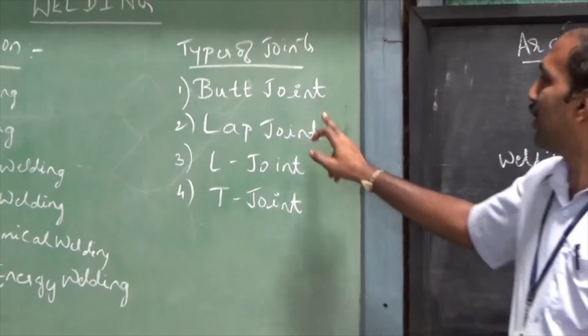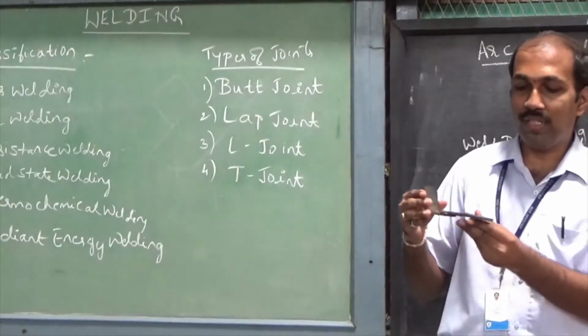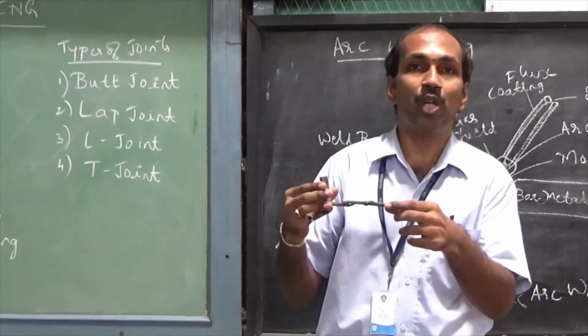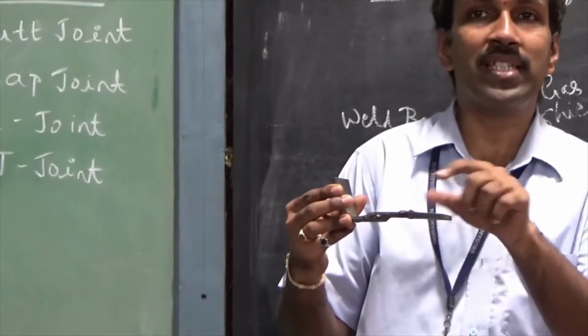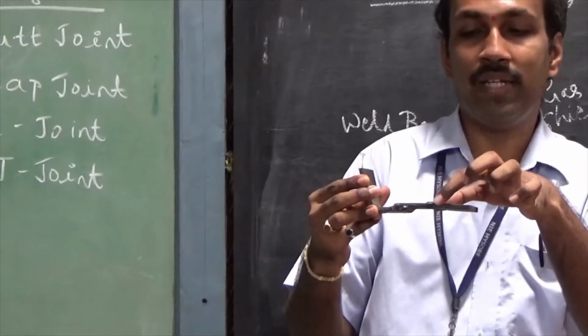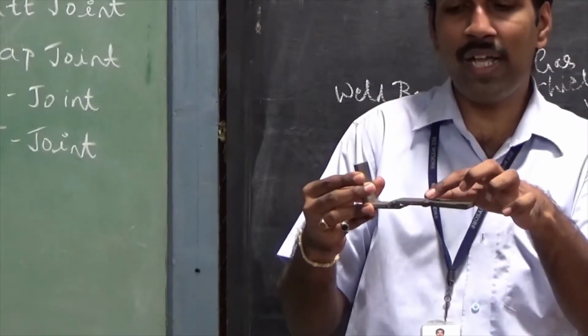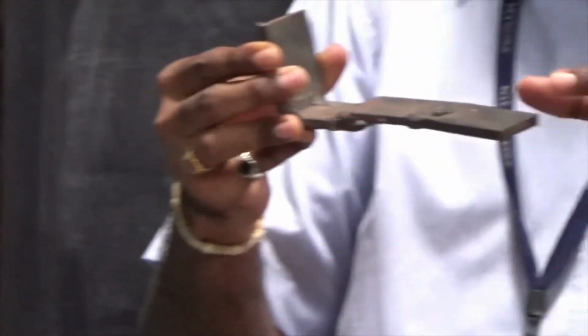What is a butt joint? You can see here, this is the completed model of the butt joint. In the butt joint, the sides of the metal pieces which have to be joined are placed side by side, maintaining a distance of a certain millimeter, and the electrode is passed in between these two pieces in order to obtain a butt joint.